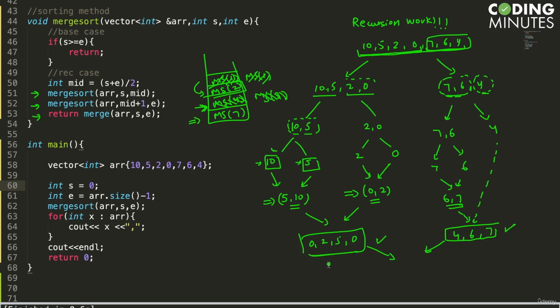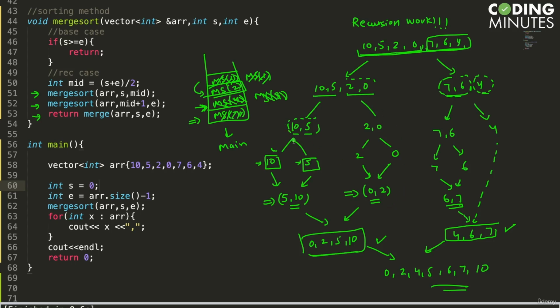So you have now 0, 2, 4, 5, 6, 7 and 10. So this is your final output and this is now returned to the main method. Okay, so I just tried to show you with the help of the call stack and the entire recursion tree.